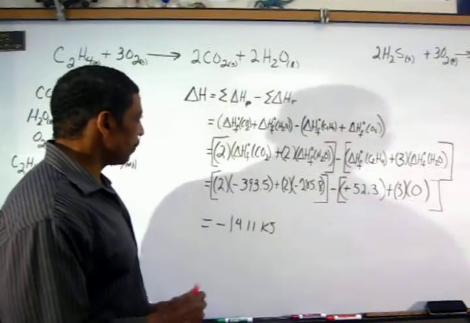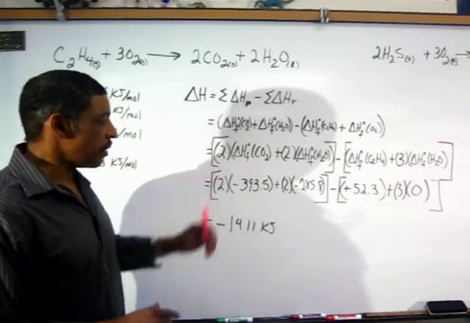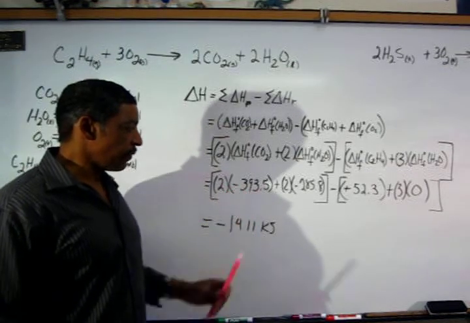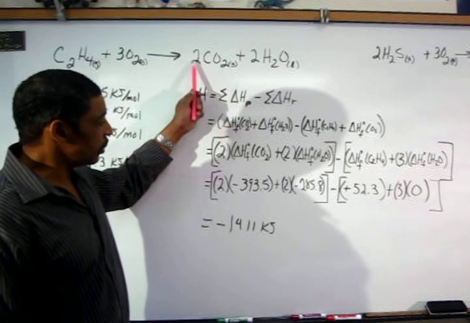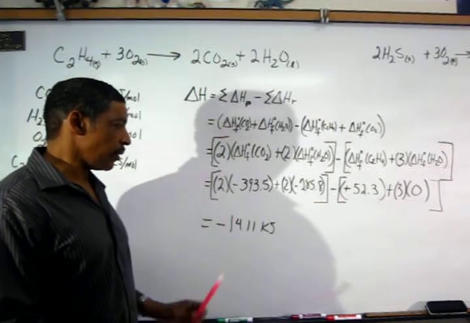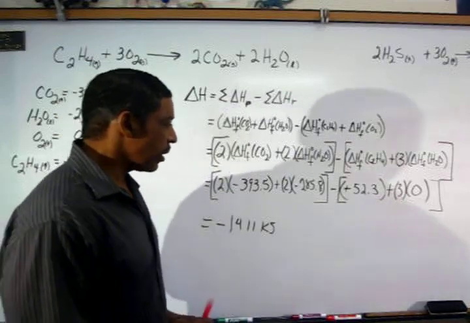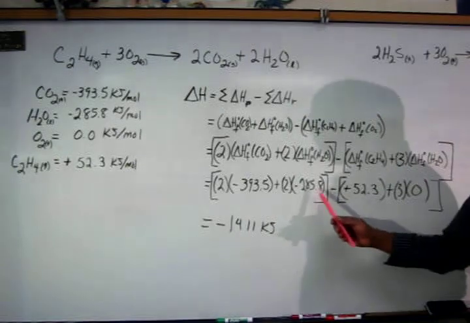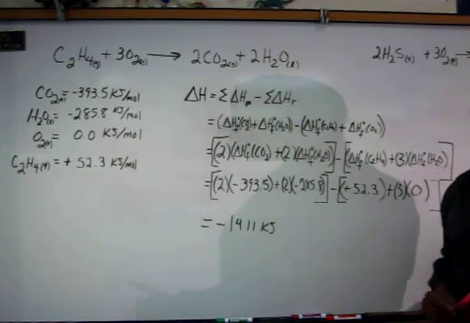From the table, the heat of formation of 1 mole of carbon dioxide gas is a negative 393.5 kilojoules. Since 2 moles are being produced, simply multiply this value by 2. Likewise, multiply the heat of formation of the liquid water by 2, because in the reaction, 2 moles of liquid water were produced.